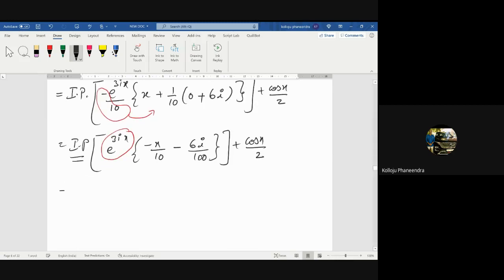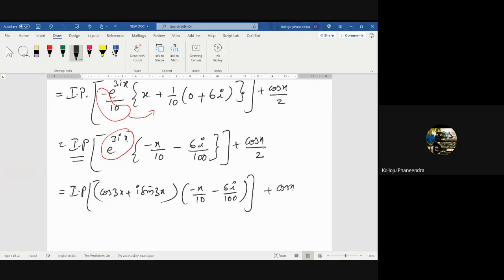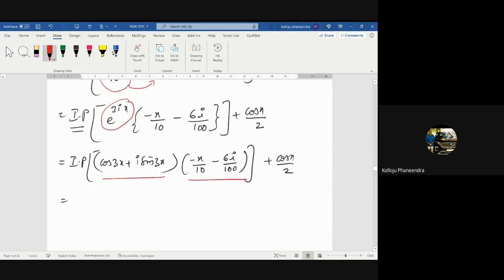Okay. Now, what is meant by e power 3x? Cosine 3x plus i sine 3x multiplied by minus x by 10 minus 6i by 100 plus cosine x by 2. Now, in this product, a plus ib into c plus id, I have to select only the imaginary part. Imaginary part means which contains i terms.